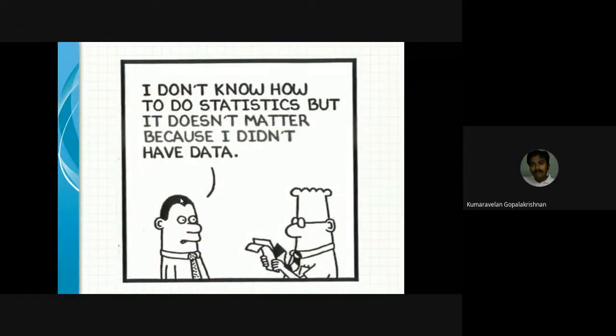Just for fun, I put this particular slide. I don't know how to do statistics. Don't worry. If you don't have data, then it is not possible for you to do any kind of statistics. Once you have the right data and enough amount of data, then only it is possible to apply data science. That is the purpose for which I have put this slide.